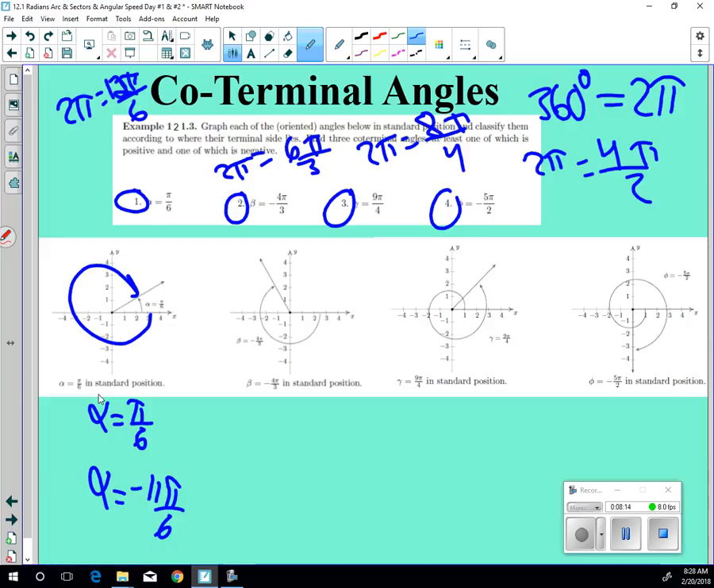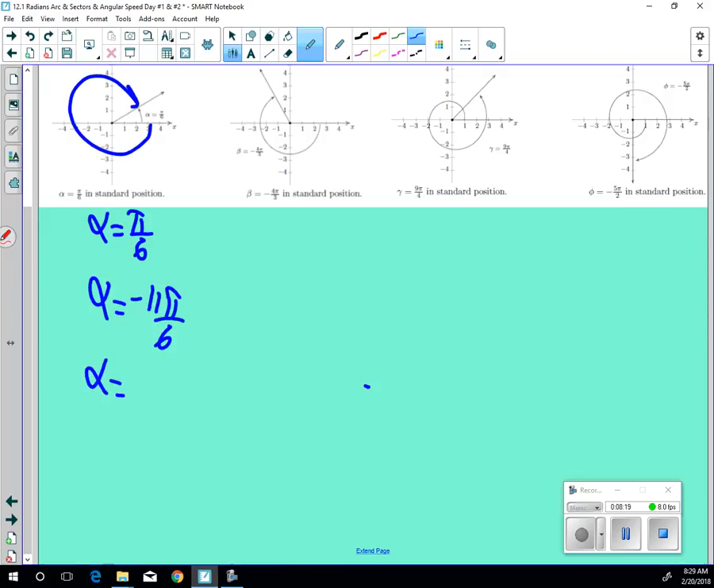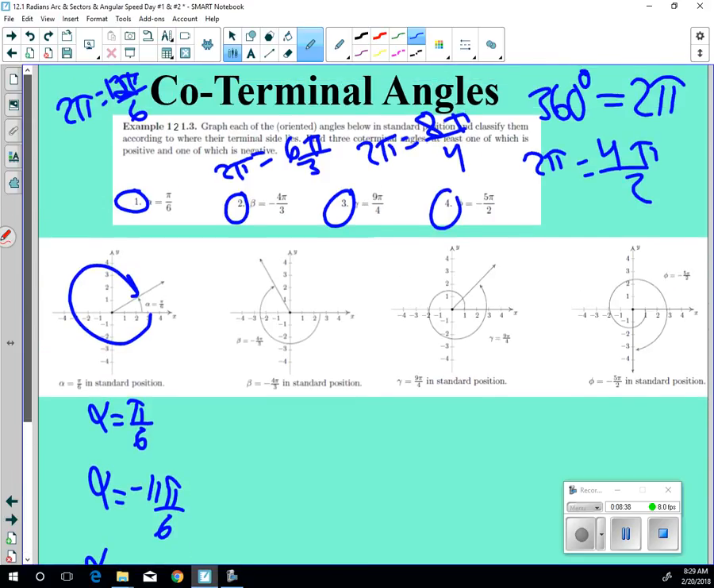If you wanted to, you could keep subtracting 12, and you could get negative 23 pi over 6. And you could get negative 35 pi over 6. You just keep going forever and ever. You could also add 12. Likewise, you can do something similar with these. So you try 2, 3, and 4. Beta and beta. Gamma and gamma. And phi and phi.